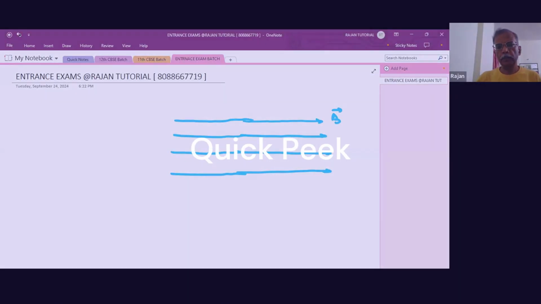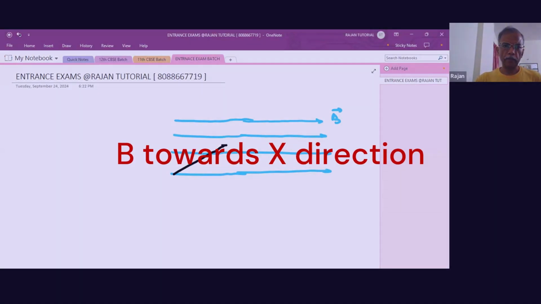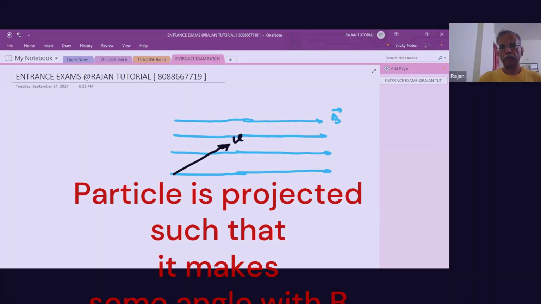In the plane of the XY plane. So here it is not. I'll say that this fellow is making some angle, right? Got it? What I mean to say is that is your velocity.